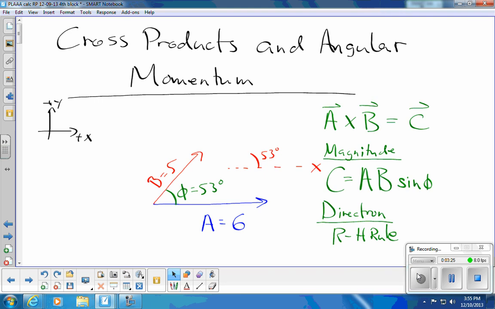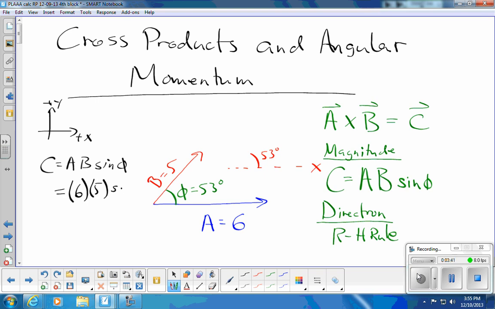Okay, so now I'm ready to find the magnitude of the cross product, and so I will do this over here on the left. C is equal to A B sine phi, and that's equal to 6 times 5 times sine of 53 degrees, and I plug all those numbers into my calculator, and I get an answer of 30 times sine of 53, and I end up getting 24 is the magnitude of the cross product.